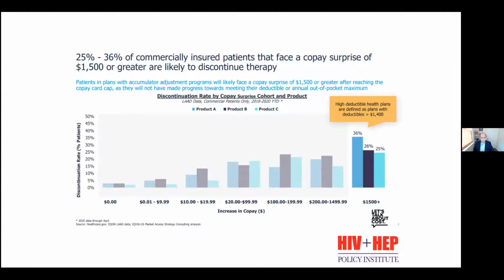This is looking at 3 different products, 3 different drugs, product A, B, and C. And this is measuring the level of that copay surprise that the patient was not counting on, that they now have to pick up the copay assistance if they're going to pick up their drug. And you could look at the abandonment that happens, that people are just discontinuing their medication when, say, the copay surprise is between $100 and $200. For product B, it was like 25% of the patients won't even pick up their medication. And when that copay surprise gets over $1,500, for the different products, it's between 25% and 36% of the patients will discontinue their therapy.